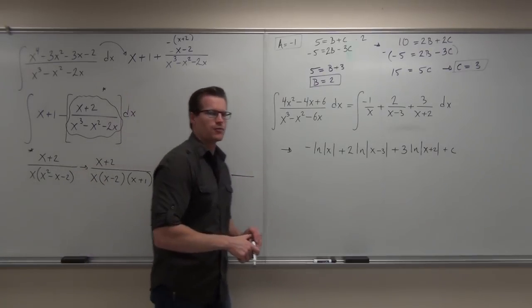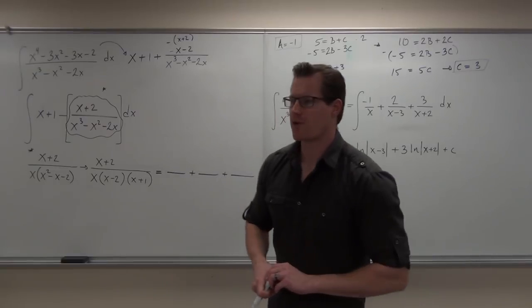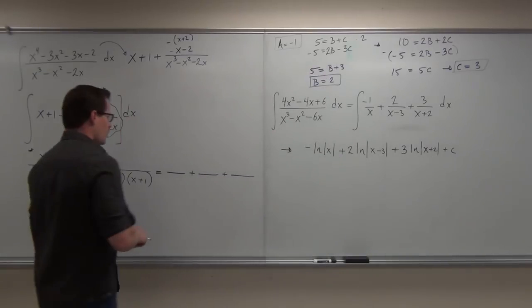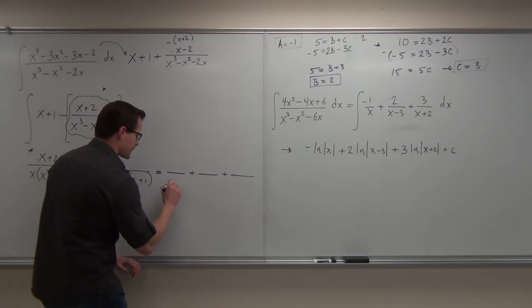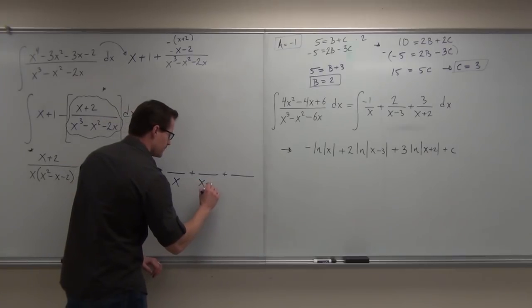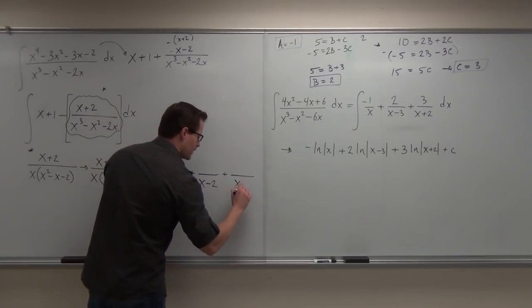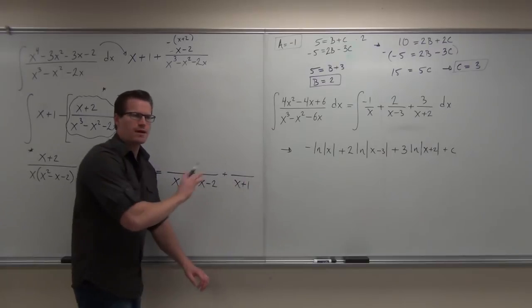However many different linear factors you have, that is how many different fractions you end up getting. What's going to be our first denominator, please? A over x. And then? x minus 2. And then? x plus 1. Does it matter which order you have these in?